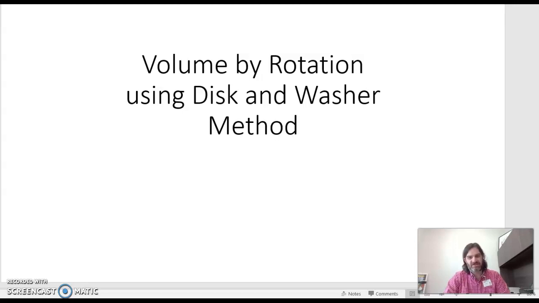Hey, I want to talk about volume by rotation using the disk and washer method. What we're going to do is calculate volumes of figures we create. So let's go to the theory here.